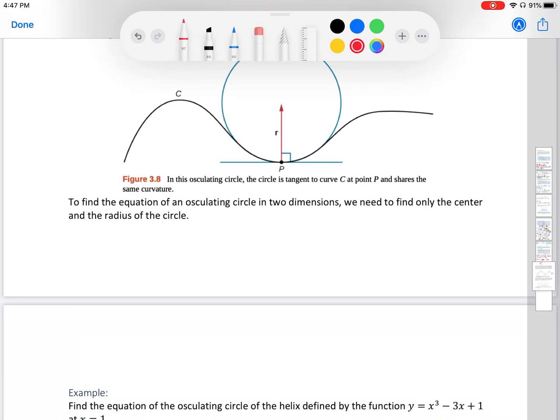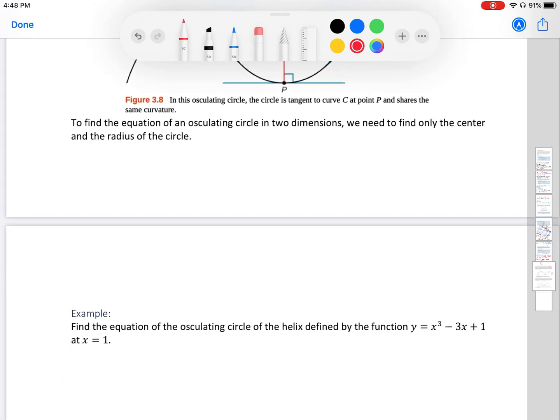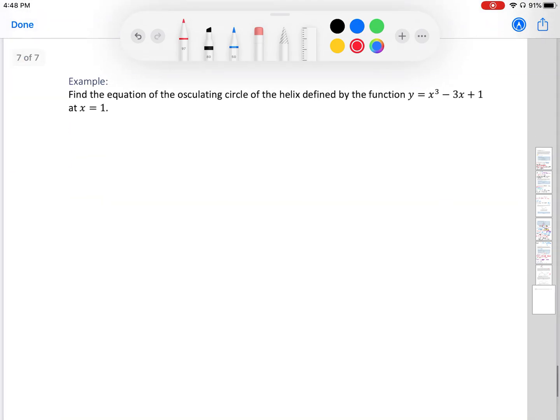Find the equation of the osculating circle in 2 dimensions. We need to find only the center and the radius of the circle. Find the equation of the osculating circle of the curve defined by y equals x cubed minus 3x plus 1 at x equals 1.